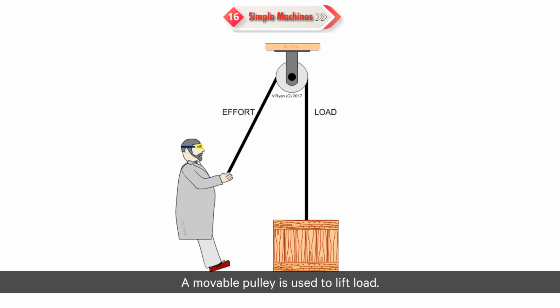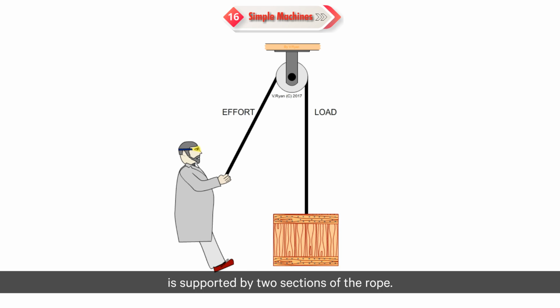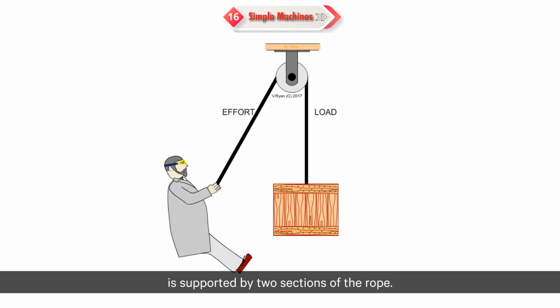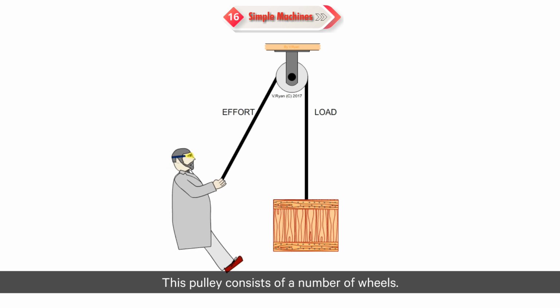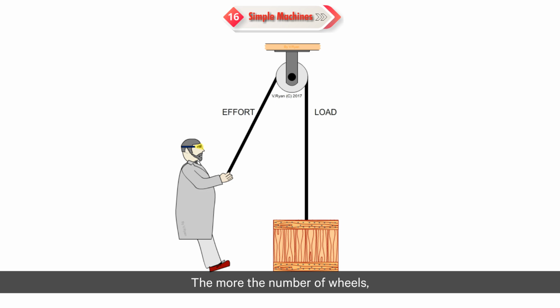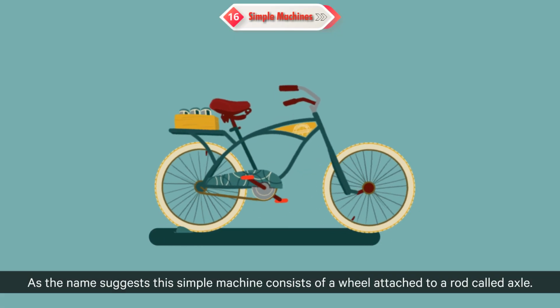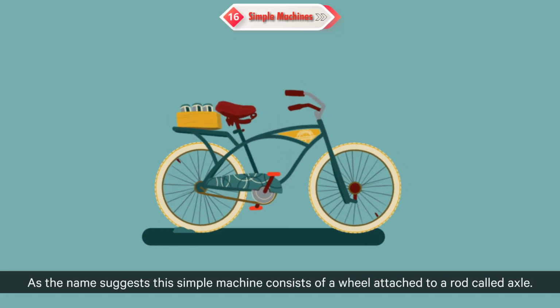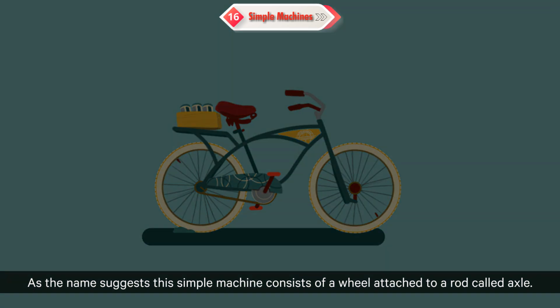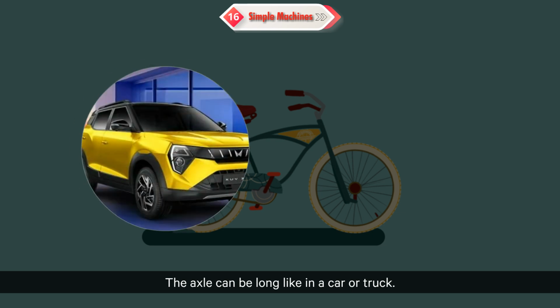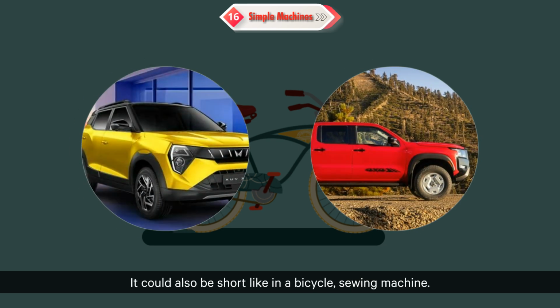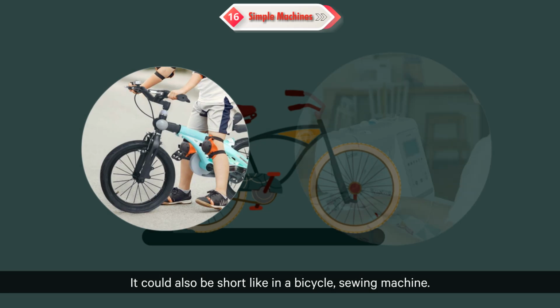A movable pulley is used to lift a load. It helps to reduce the effort because the weight is supported by two sections of the rope. This pulley consists of a number of wheels. The more the number of wheels, the easier is the effort required. Wheel and axle. As the name suggests, this simple machine consists of a wheel attached to a rod called an axle. The axle can be long, like in a car or truck. It could also be short, like in a bicycle.